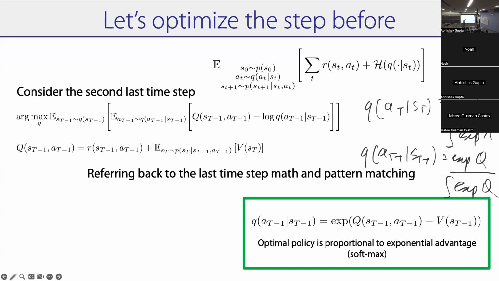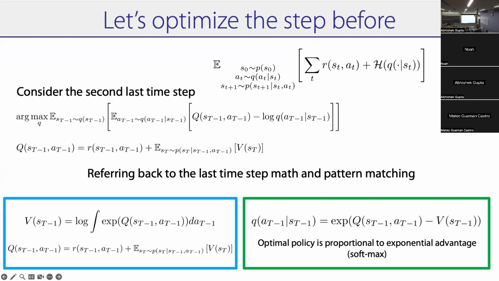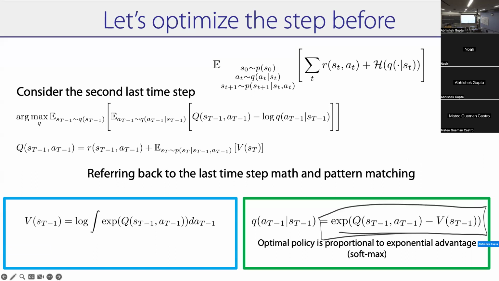This looks exactly like the previous time step, just with Q instead of R. So every expression should be the same, right? And so just with Q in place of R, right? And so what that is going to give us is that our optimal policy is equal to exp(Q minus V), where V is equal to the log integral exp of Q, and Q is equal to R plus expected V in the future. So this is the substitution we did to get this thing. We said R plus V in the future is Q.